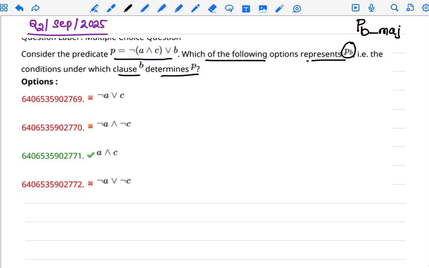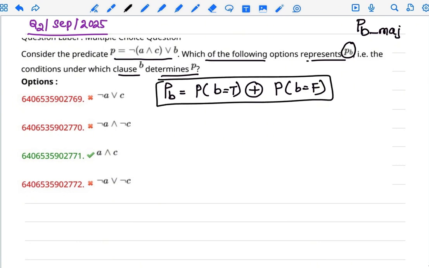So how do we find when the clause B determines the predicate? P_B equals the predicate with B equal to true, XOR the predicate with B equal to false, because they have given that B is the major clause and A and C are minor clauses. They don't change. This is the first one, this is the second one. So replace.